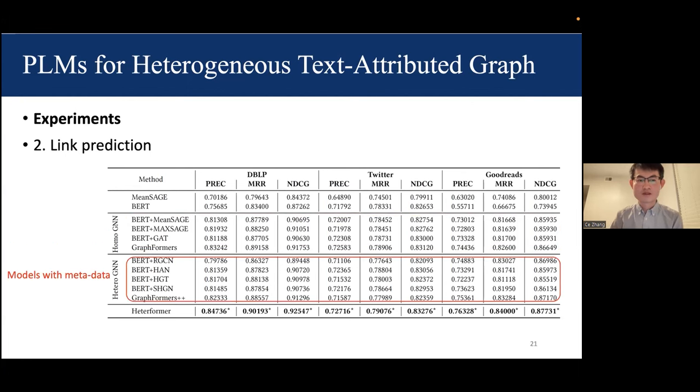We also compare with those models with metadata, but they are mostly cascaded architectures. So the improvement is still because the proposed model is a nested architecture so that it can better integrate different modalities into unified document embeddings.